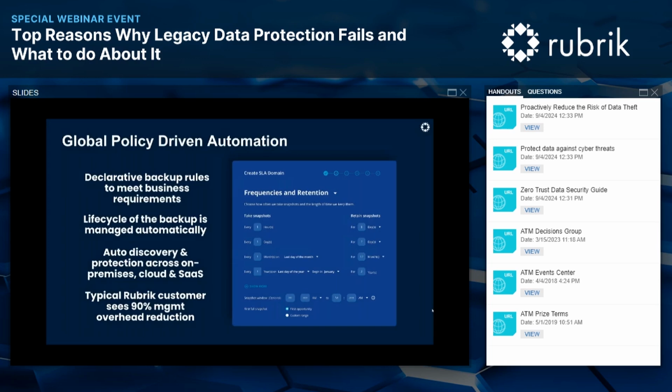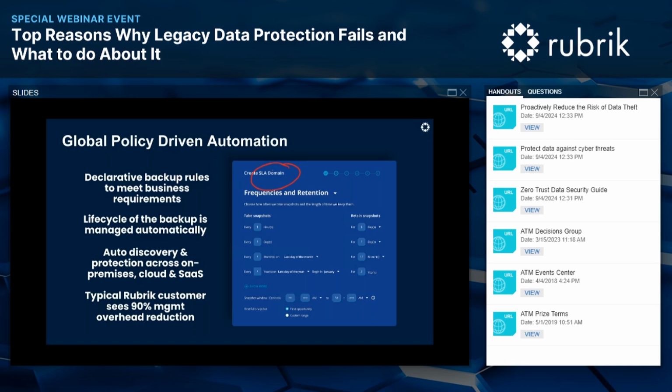But then the other benefit this gives you from a backup perspective is you get the ability to do global policy-driven automation. So you can create your backup policies where you can say, take these number of backups, retain them for here, store them here, this is the window, and it will then automatically apply them across your entire estate. So I've seen organizations come from legacy backup with 500,000 backup jobs and literally come down to less than 100 Rubrik SLA domains, which is our policy-driven automation right here.